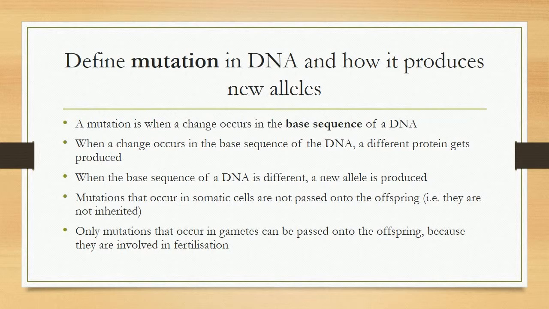Define mutation in DNA and how it produces new alleles. A mutation is when a change occurs in the base sequence of a DNA. When a change occurs in the base sequence of the DNA, a different protein gets produced. When the base sequence of a DNA is different, a new allele is produced. Mutations that occur in somatic cells are not passed on to the offspring, that is, they are not inherited. Only mutations that occur in gametes can be passed on to the offspring, because they are involved in fertilisation.